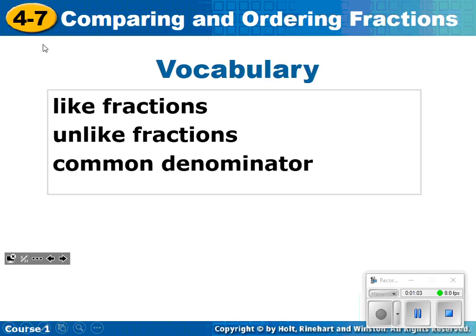So, thinking about that and thinking about the words like and unlike, what do you think like fractions are? Fractions with the same denominator. They are like fractions. So if you have fractions that both have 7s on the bottom, they're like fractions. Doesn't mean that they like each other, but it means they're like. So then what do you think unlike fractions are? When their denominators aren't the same.